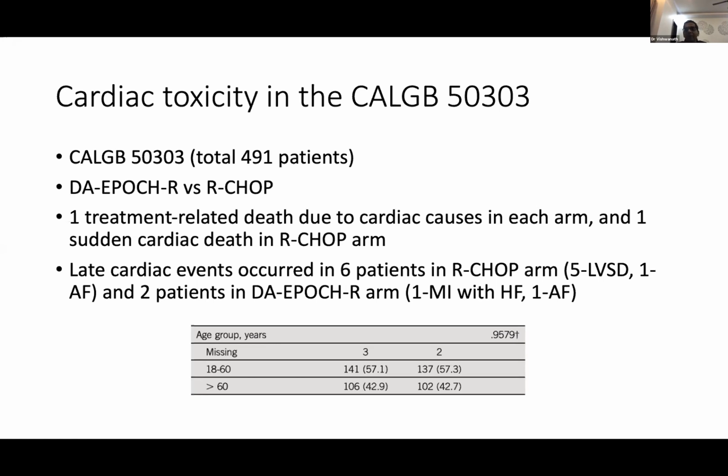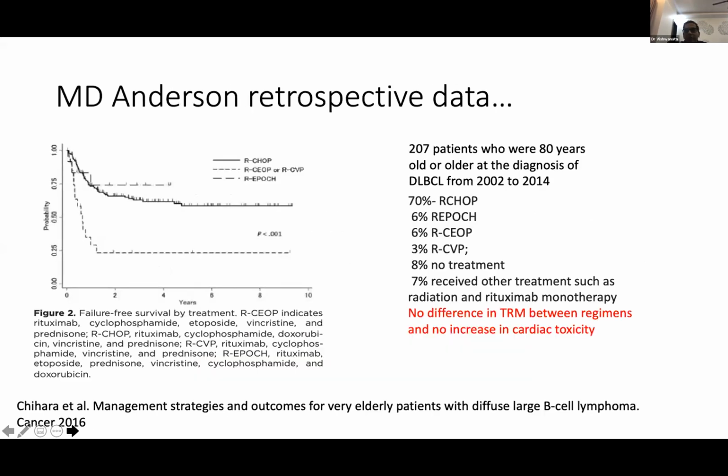This goes to say that such a large number of the patient cohort still tolerated R-CHOP as well as the dose-adjusted EPOCH-R arm, even elderly patients. So the MD Anderson retrospective data, again a very decent number: 207 patients 80 years of age or older between 2002 and 2014. You can see that 70% received R-CHOP, 6% EPOCH-R, and of course a few patients received non-anthracycline based regimens. This goes to say that R-CHOP and dose-adjusted EPOCH-R patients did much better compared to non-anthracycline based regimens.